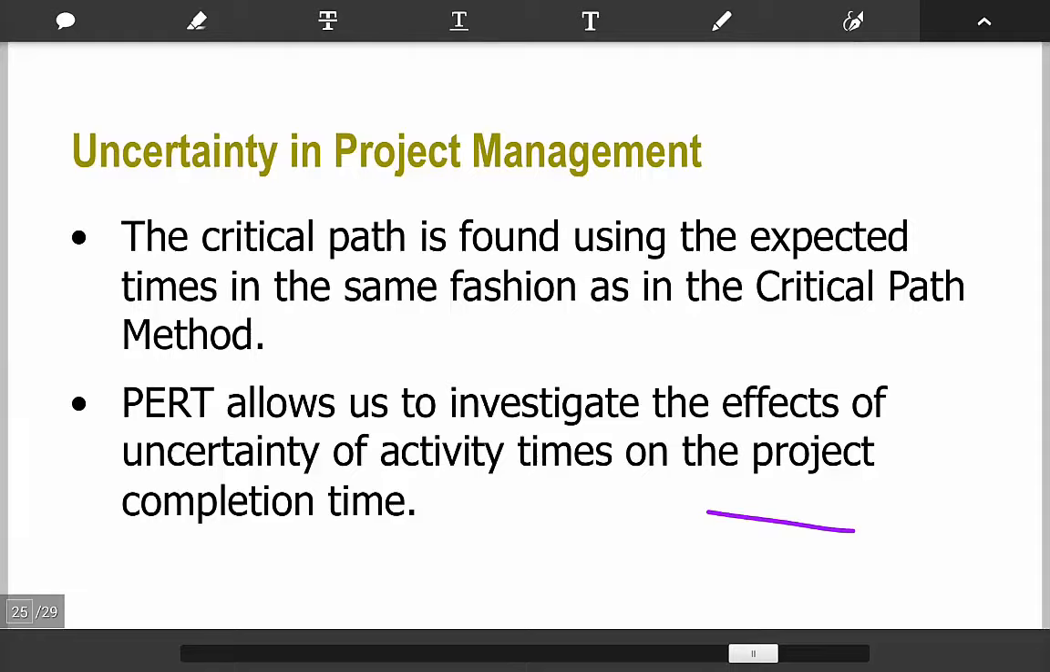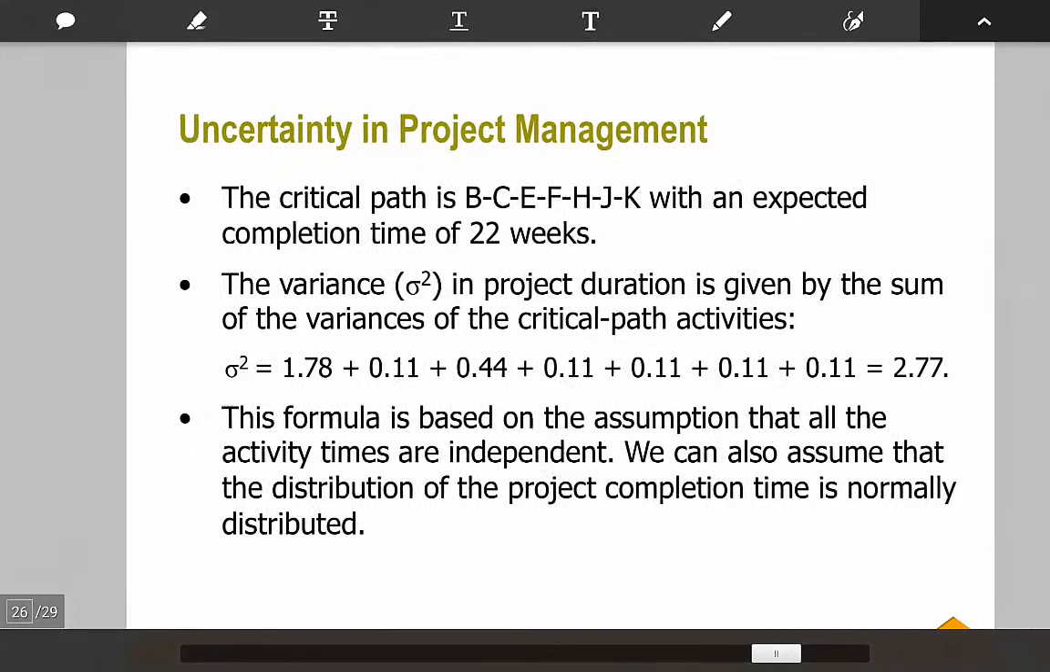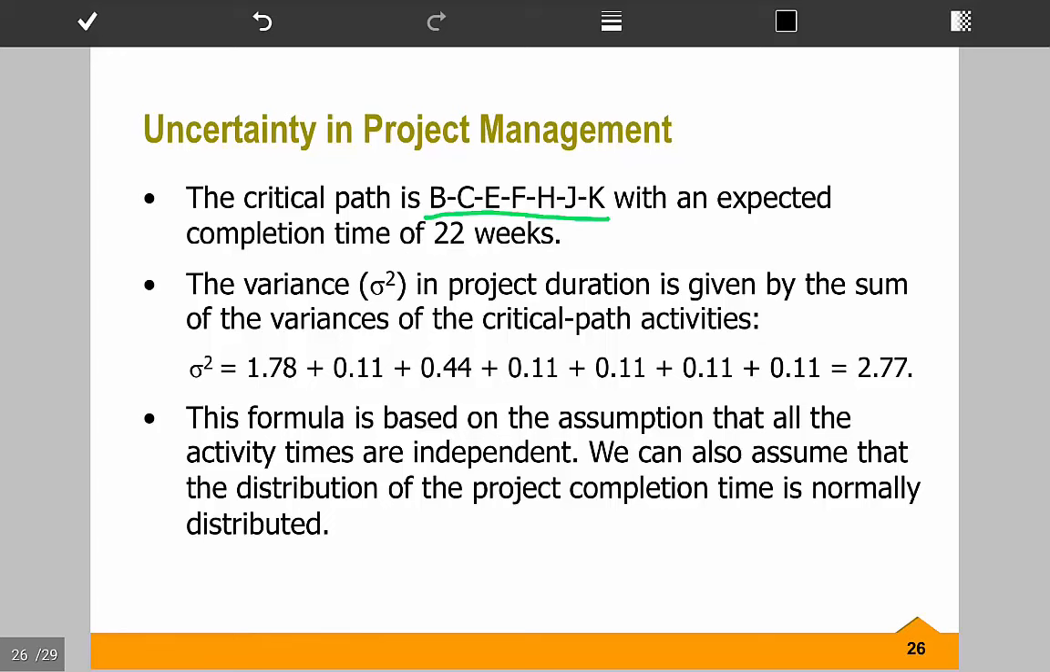Now the next question, well, it's the same example. You can go ahead and do it, and the critical path you will get is B, C, E, F, H, J, K. Again, the project completion time is 22. It's the same example that we did before. Now the question is, how long? Remember, this is a probability distribution, right? This 22 now in PERT just means that your expected time of completion of the project is 22 days.